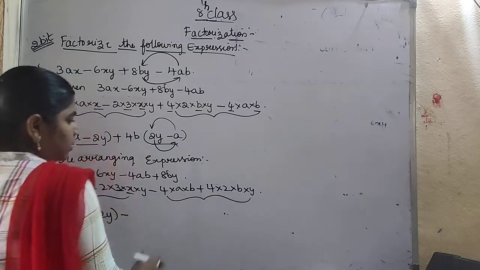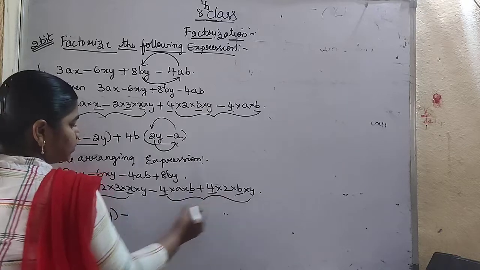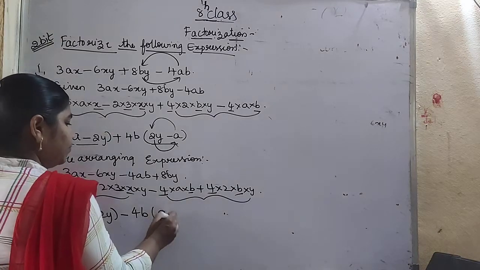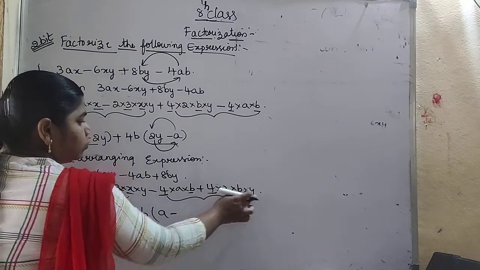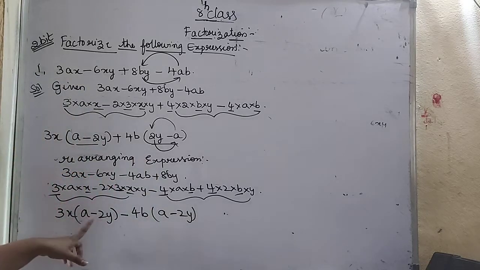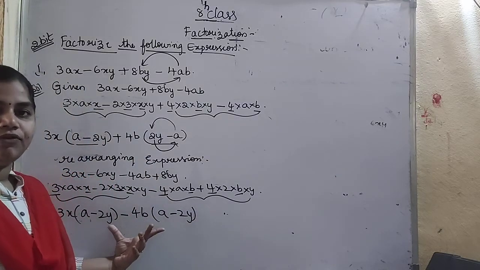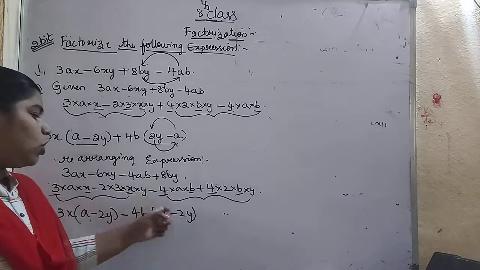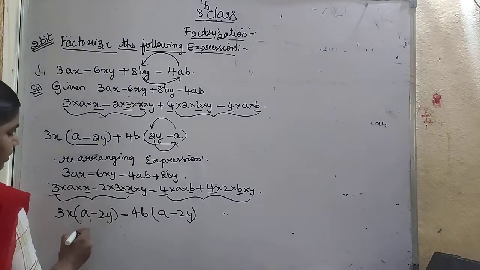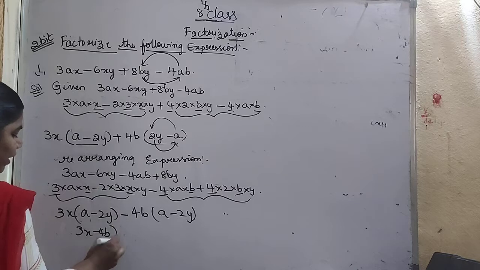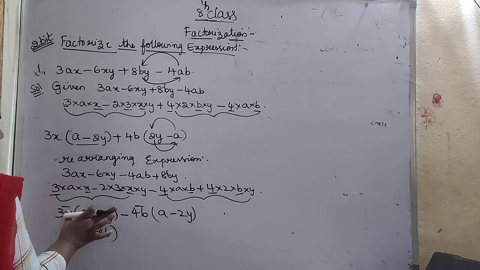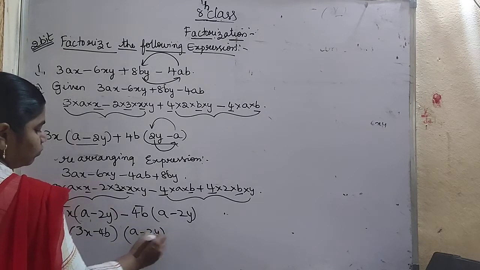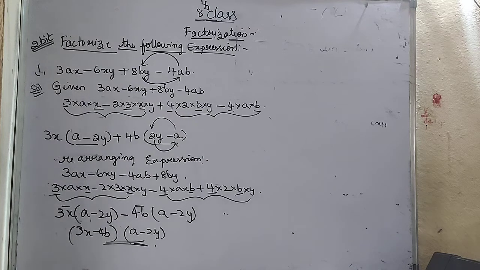Now coming to this side. Here 4 is common and b is common. So 4b is common. Remaining terms we have to write in the bracket. That is a, minus into plus will be minus 2y. So if you see a minus 2y, you got the common factor. So this is the correct one. This is the correct factorization because you got the common factors here. So what are the factors now? 3x minus 4b is one factor, this one and this one. If you write these two terms together, that will be one factor, and the other common factor is a minus 2y. So this is the factorization for the given question.